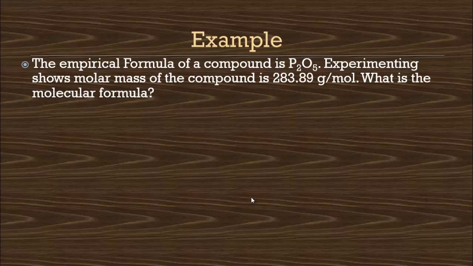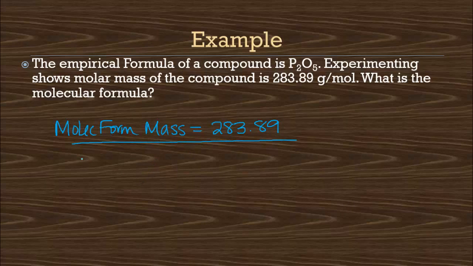So, for example, we've gone through the math and we have the empirical formula of a compound is P2O5. Through experimentation, we find that the molar mass of that compound is 283.89 grams per mole. And we want to know what is the molecular formula. So we're going to take the molecular formula mass, which is 283.89, and we're going to divide it by the empirical formula mass, which we have to calculate.